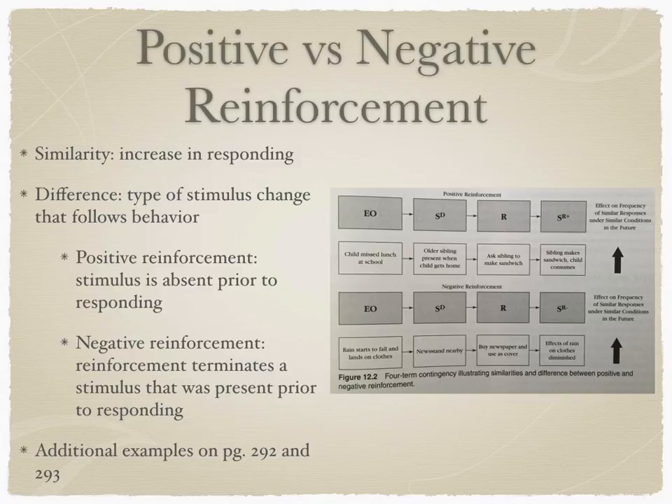For negative reinforcement, the example talks about how rain starts to fall and lands on clothes, and there's a newsstand nearby for a person, and then they buy a newspaper and use it to cover themselves, and then the effects of rain on clothes are diminished. So it's interesting to go through these examples. I like the visual representation of it, but if you are interested in more examples, there are additional examples on pages 292 and 293, and they do a wonderful job in the text outlining different examples so you can understand the difference.